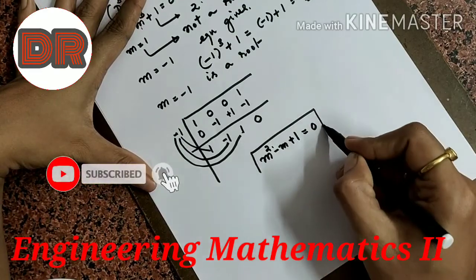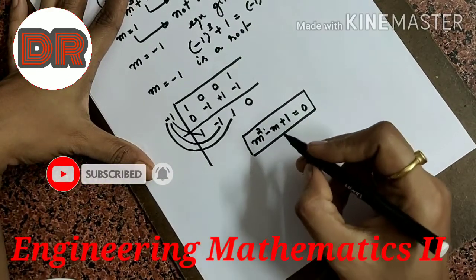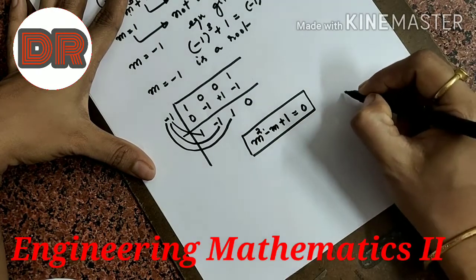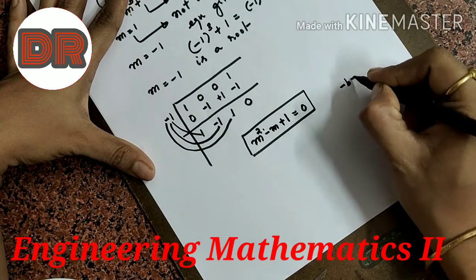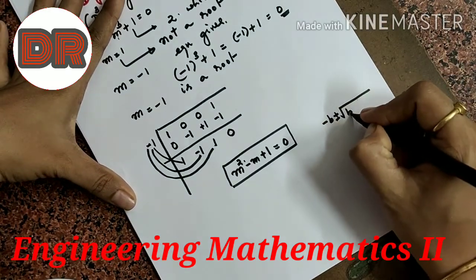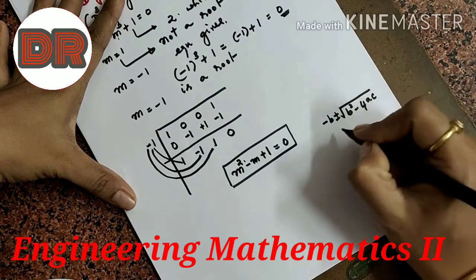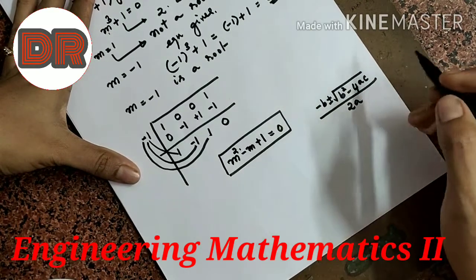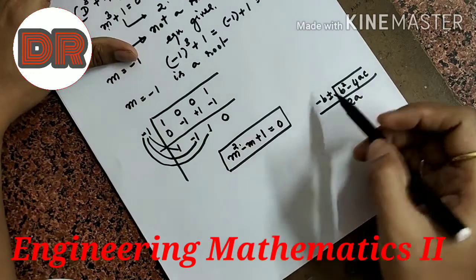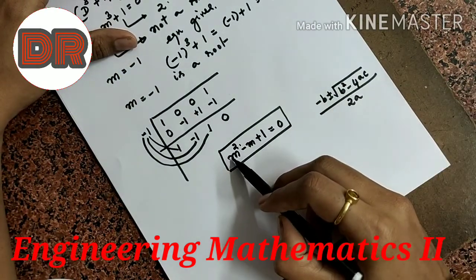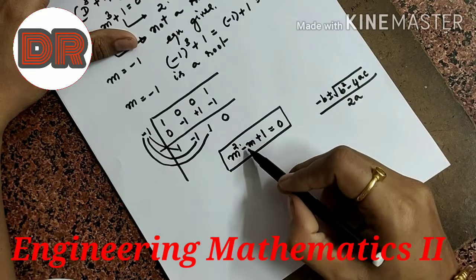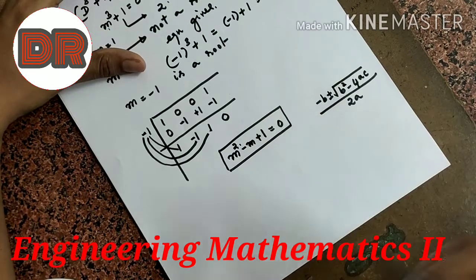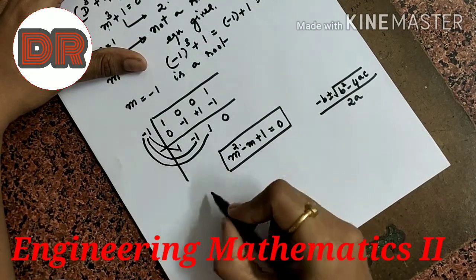Now it is difficult for us to factorize, but we can go for the method which, if you remember, calculates the roots as minus b plus or minus square root of b square minus 4ac, divided by 2a. This is a basic algebra formula to find the roots. Here a is the coefficient of the square term, b is the coefficient of the m term, and c is the constant.